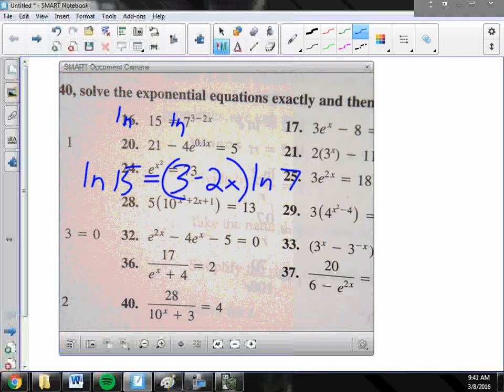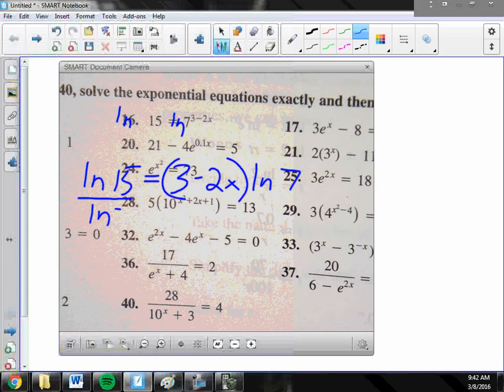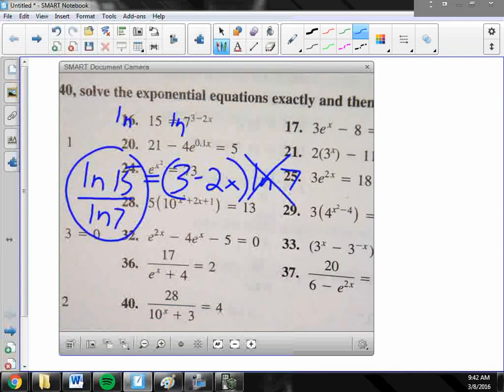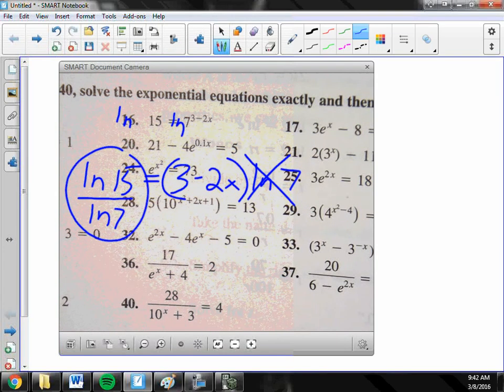Now what do I do? Divide by the natural log of 7. So now this is gone. Do I want to calculate what this equals? Eventually, but it told me I need the exact answer, so I need to write the answer with the logarithms in it. Nope, not yet.